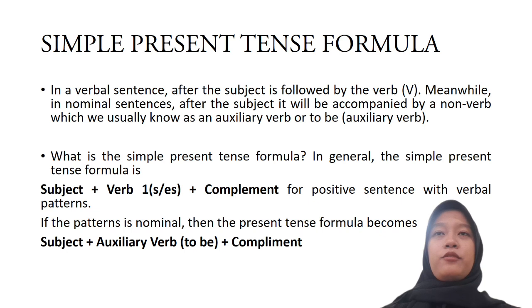Simple present tense formula. In a verbal sentence, after the subject is followed by the verb. Meanwhile, in a nominal sentence, after the subject it will be accompanied by a non-verb, which we usually know as an auxiliary verb or to be. What is the simple present tense formula? In general, the formula is subject plus verb 1 plus s or es plus complement for a positive sentence with verbal patterns. If the pattern is nominal, then the formula becomes subject plus auxiliary verb to be plus complement.